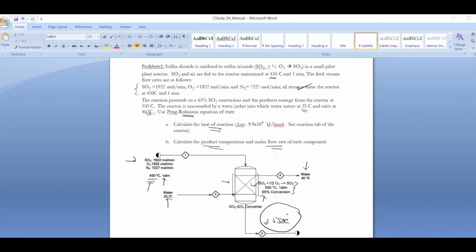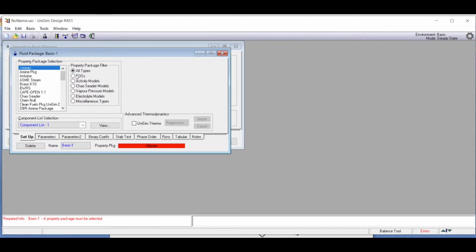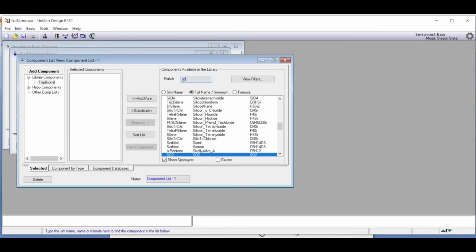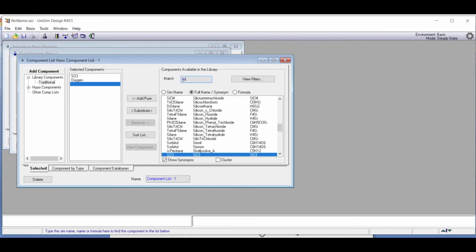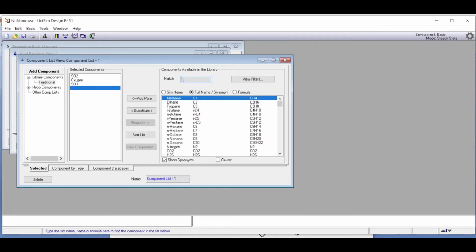So let's go directly into the simulation environment here. We open a new case, go for the fluid package and add the Robinson equation of state. Then we go for the view components and add the components. The first component to be added is sulfur dioxide, then oxygen, then sulfur trioxide. Then there is already nitrogen present in the reactor, so we put nitrogen here. And water, although it is neither a reactant nor a product, is the cooling water, so it has to be added to the components. So we just add water here.